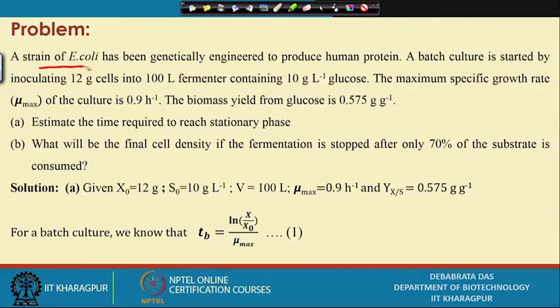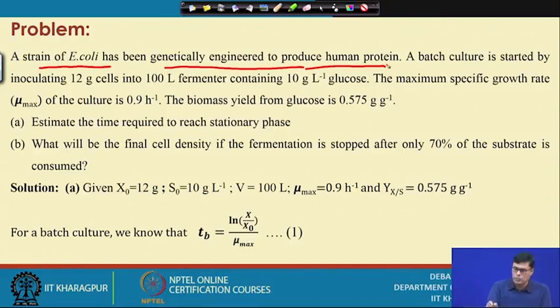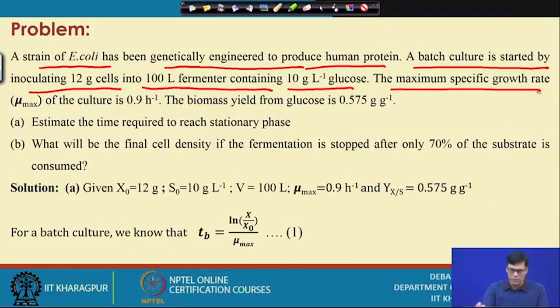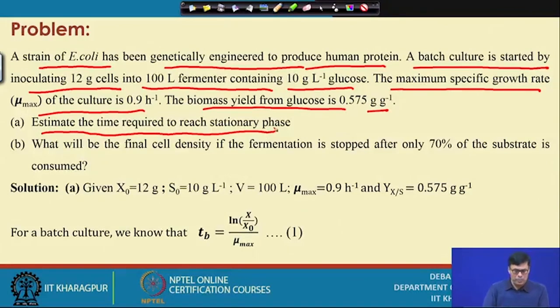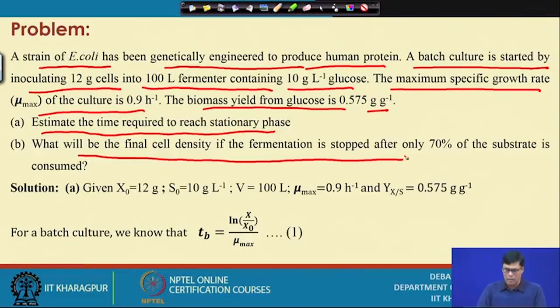Now, here a strain of E. coli has been genetically engineered to produce human proteins. You know that one human protein is insulin, a recombinant protein that we produce through the microbial fermentation process. A batch culture is started by inoculating 12 grams of cells into a 100 liter fermenter containing 10 grams per liter of glucose. The maximum specific growth rate of the culture is 0.9 hour inverse. Biomass yield from glucose is 0.575 gram per gram. The first problem: estimate the time required to reach the stationary phase, and what will be the final cell density if the fermentation is stopped after 70% of the substrate is consumed.